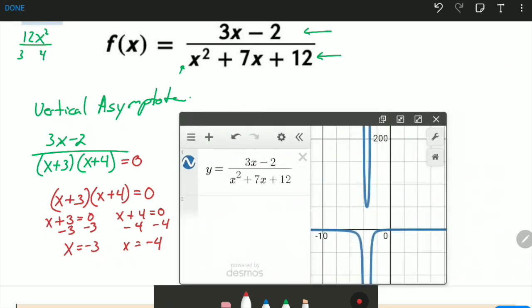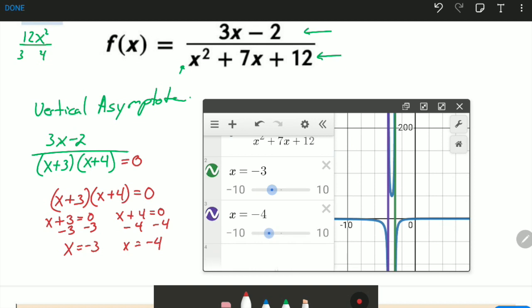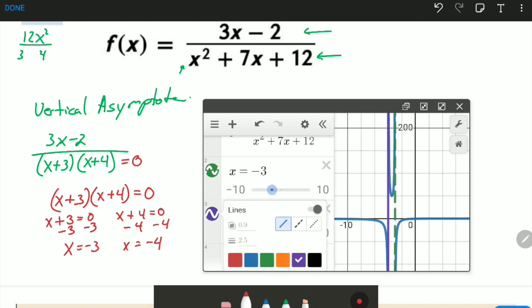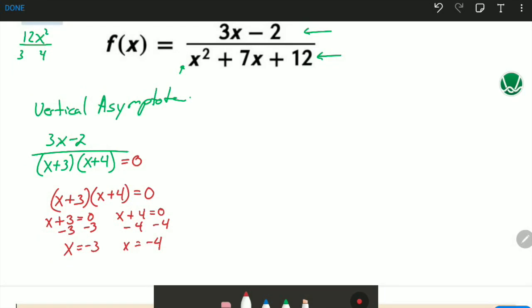I'm going to pull up Desmos here and actually type those in. So x equals -3, and then x equals -4. I'm going to change the type to dash line because that's how asymptotes are typically portrayed. Here I'll expand it and take a closer look at this graph. So that's how we find vertical asymptotes. Those are my vertical ones.